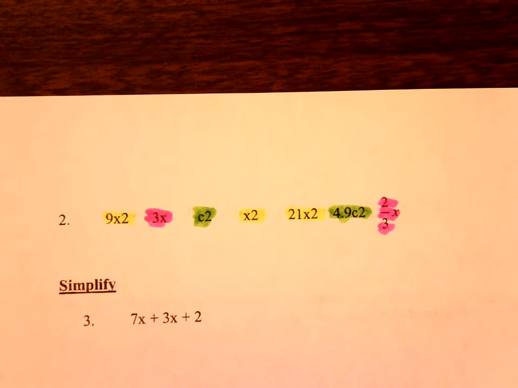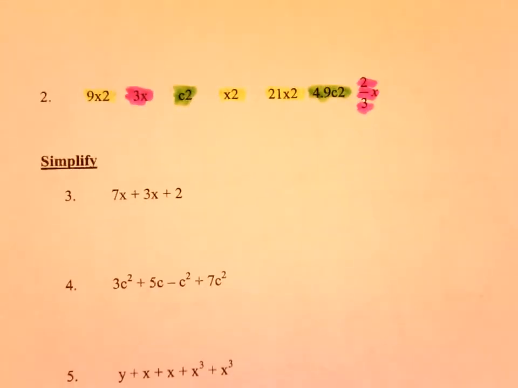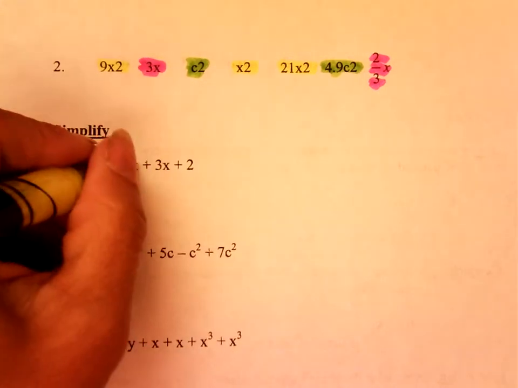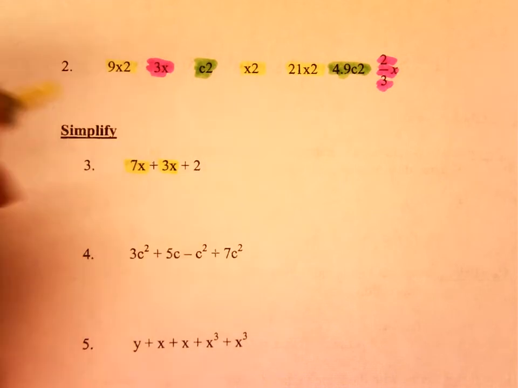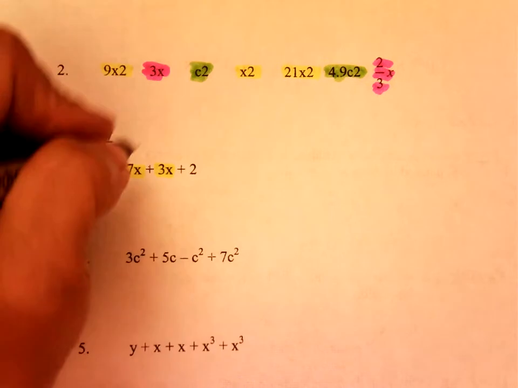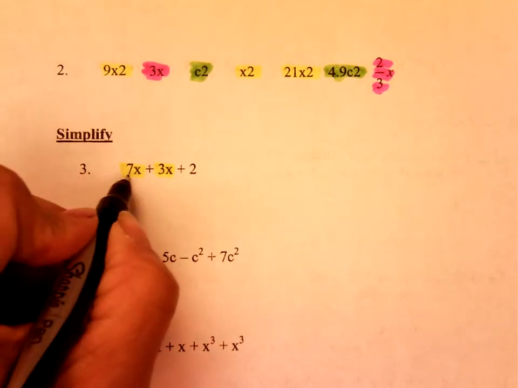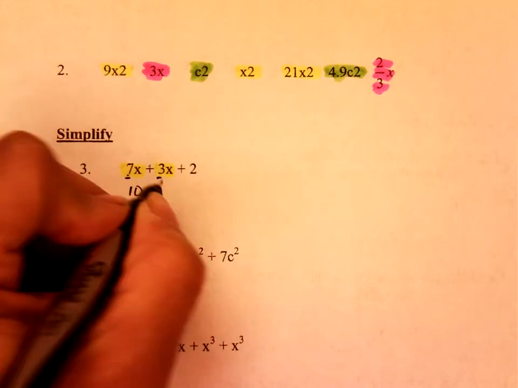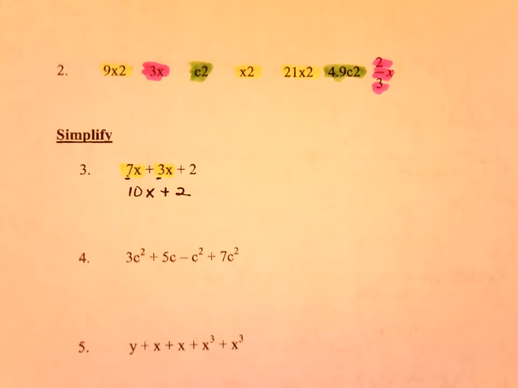Okay, the next instruction says simplify. So to simplify, I'm going to find everything that are like terms. If I highlight this and highlight this, those are like terms. And then the 2 is separated. So here I would add your coefficients, or add your numbers. 7 plus 3 is 10. Keep your variable x, plus 2, and that's your answer.